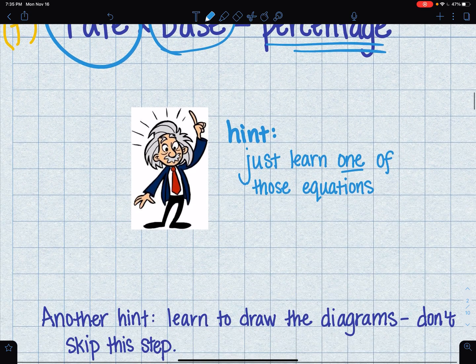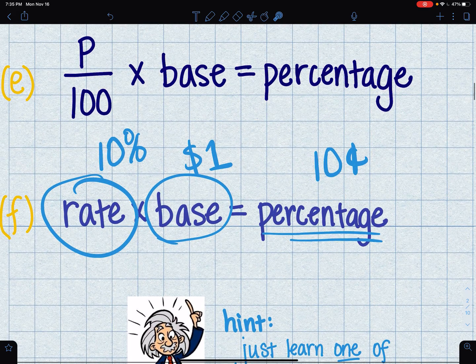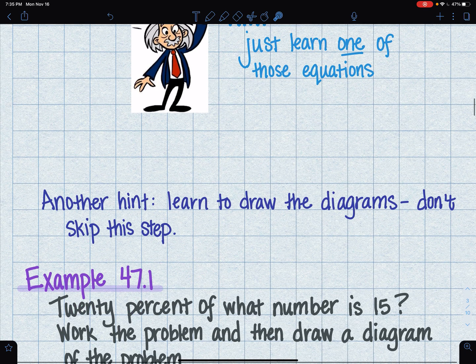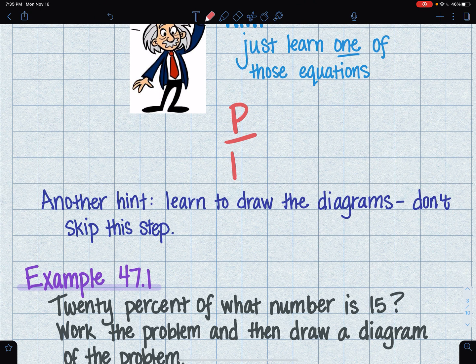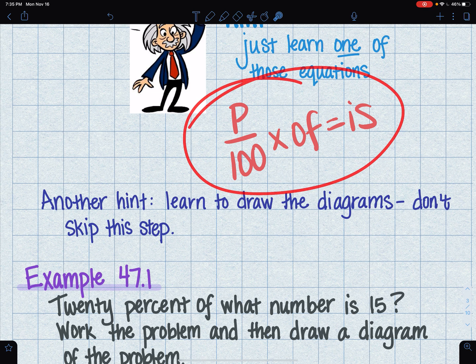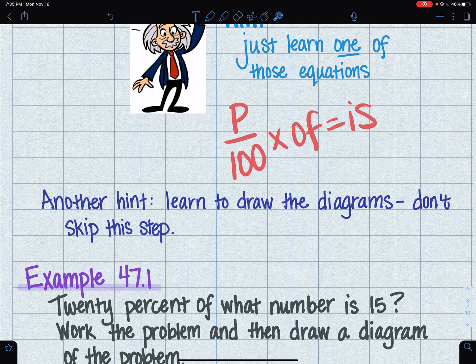Okay, so that's how they would do it in this situation. So the hint is all of those equations are actually variations of the same equation, and the nice thing is you only have to learn one of them. If you know one of them, you can sort of derive all the other equations because they're just solving for different parts of the same equation. So the one that they want you to learn is C, and this is the one that they want you to burn into your brain. Just to emphasize it, it's P over 100 times of equals is. So this one, burn into your hard drive. Okay, you got to know that.